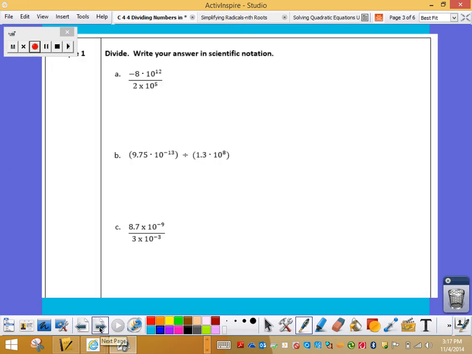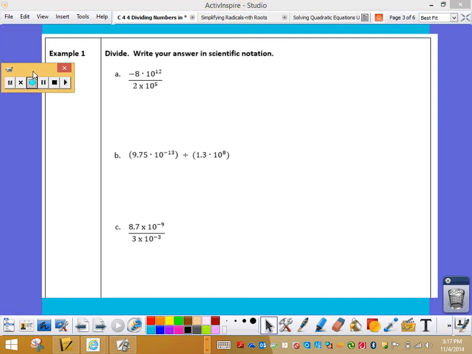We'll do example 1. Example 1, if you can see here, says that we're going to divide. Write your answers in scientific notation. Remember, for step 1, we're going to use the commutative and associative properties to reorder the factors. And then we'll be able to divide. So we're actually going to break this up into negative 8 divided by 2. So we're dividing our C values here, times 10 to the 12th over 10 to the 5th power.